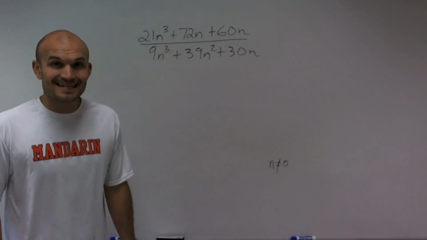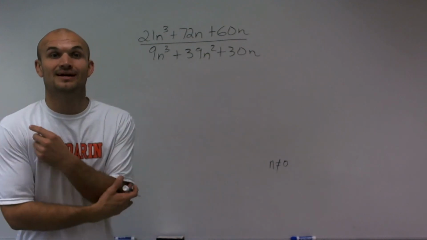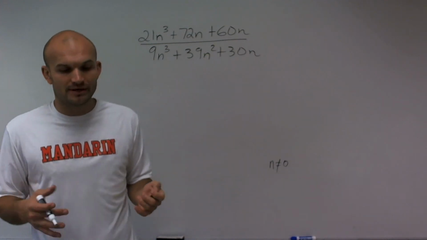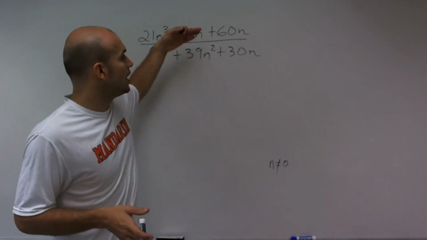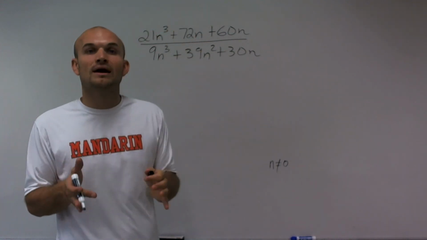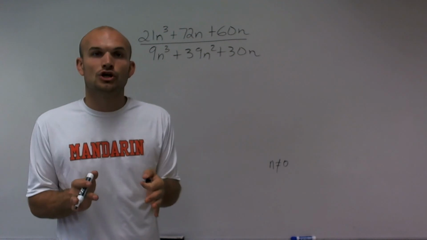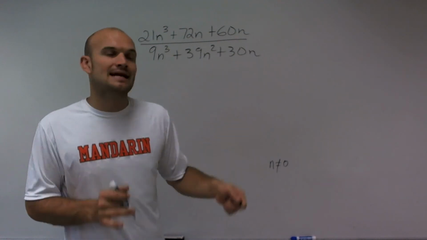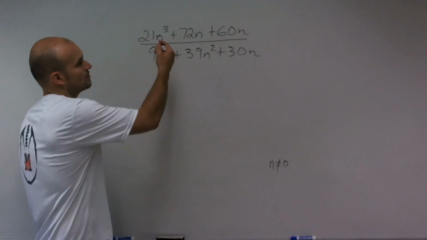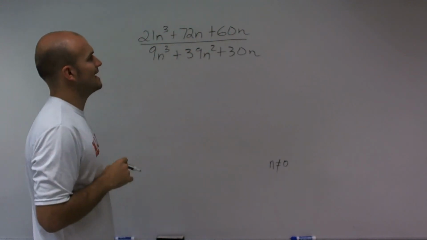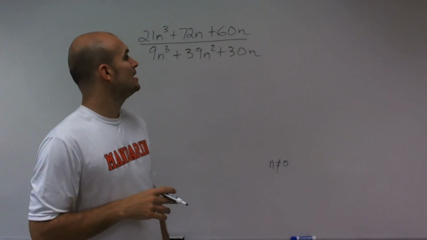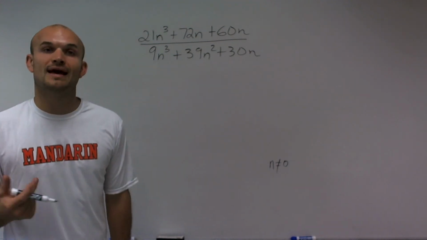Now, the next thing we need to do is simplify this, right? When simplifying, what we're trying to do is take out the redundancy of our numerator and denominator. Take out what our terms share in the numerator and denominator. What do they have in common? So I look up here at my numerator first, and I say, all right, what do 21n cubed plus 72n squared plus 60n share? What do they have in common?